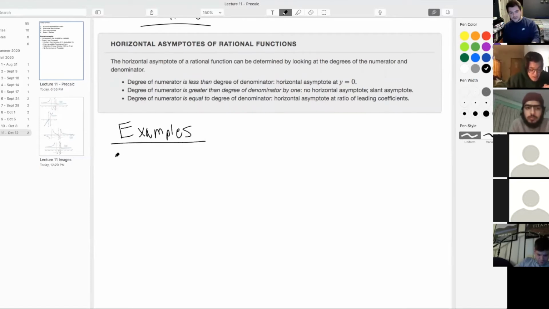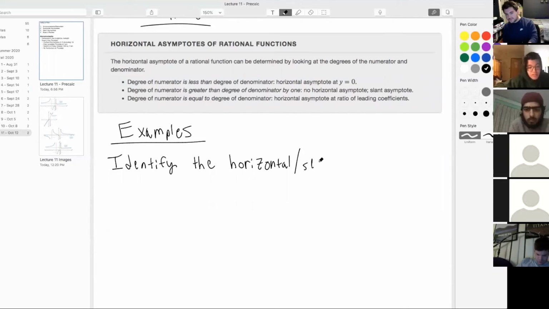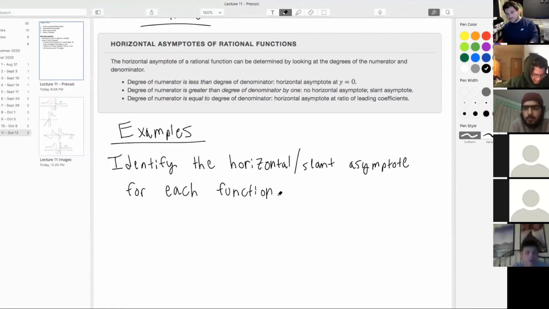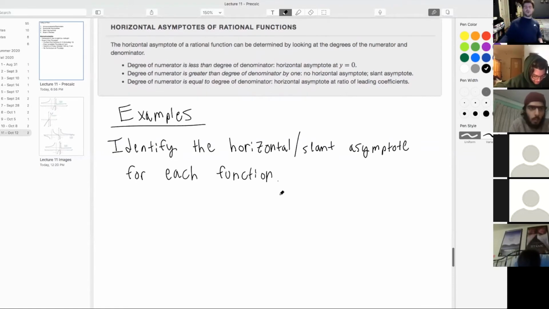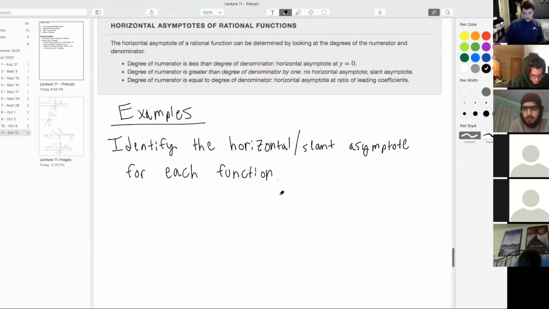All right, so here is the question. Identify the horizontal / slant asymptote for each function. So I'm just going to write down a few functions here. Okay, so identify the horizontal / slant asymptote for each function.